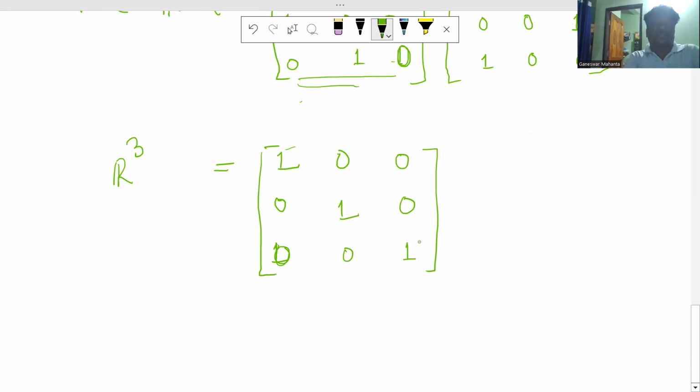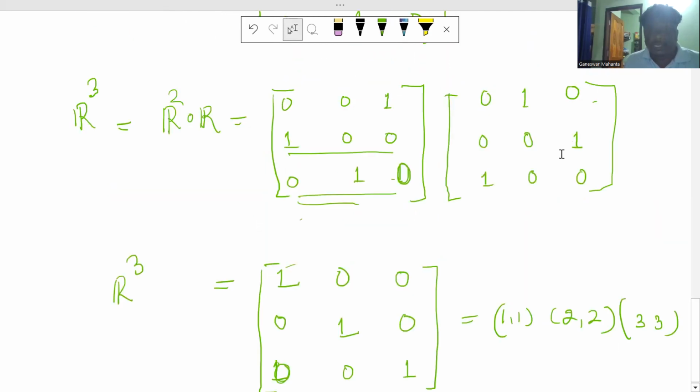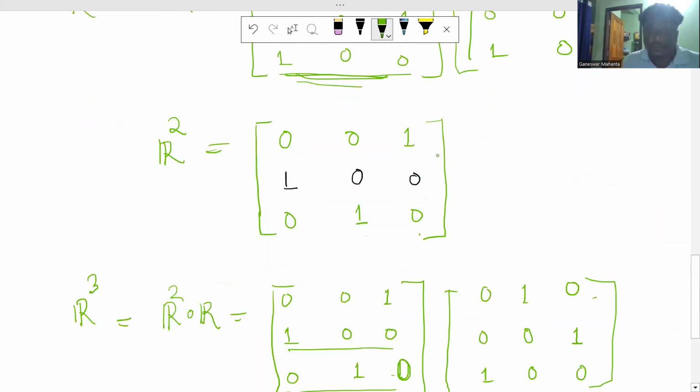So just remember the relation of R cube. R cube defines this relation I have written here: 1, 1 relation, 2, 2 relation, and 3, 3 relation. That is our relation produced. And the R square relation is defined here. What is it? The 1, 3 relation is there, the 2, 1 relation is there.